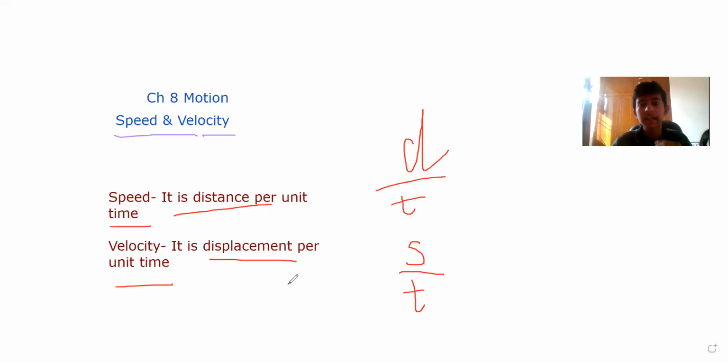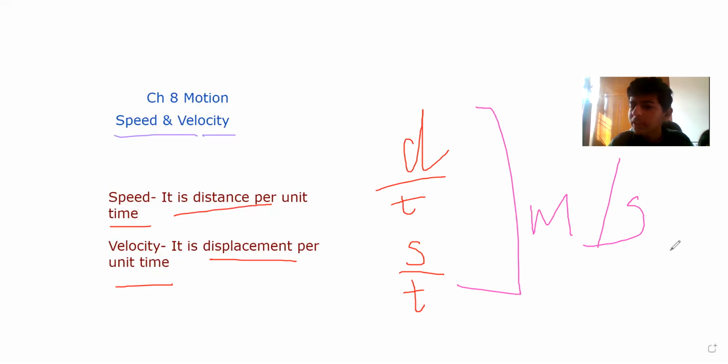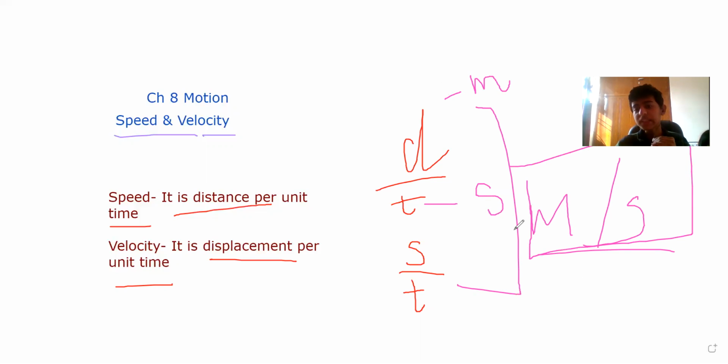That is the velocity. And one thing is common, that is their unit. The unit is meters per second. Now, how did we get this unit? Distance, we know the SI unit is meter. Time, we know the SI unit is seconds. So it becomes meter per second. So this is the unit of speed and velocity. I hope it is clear.